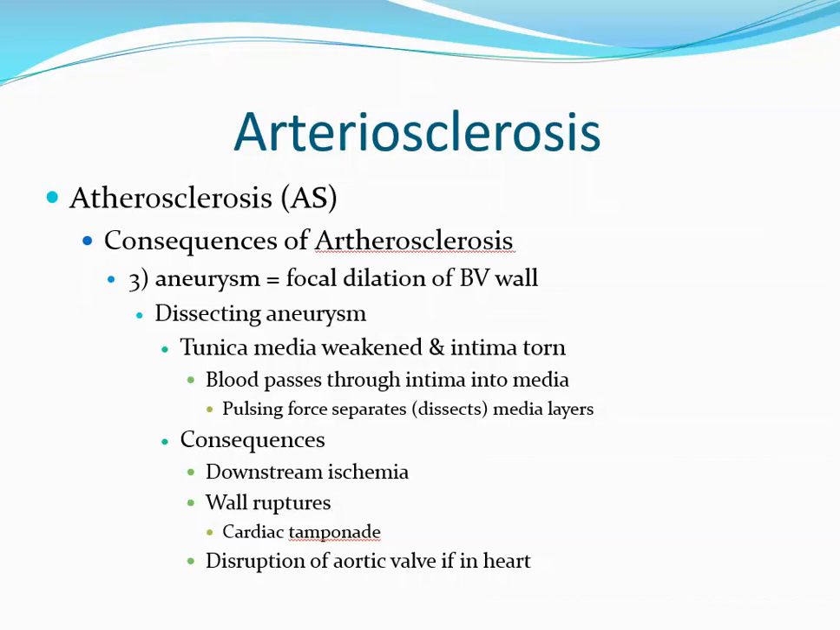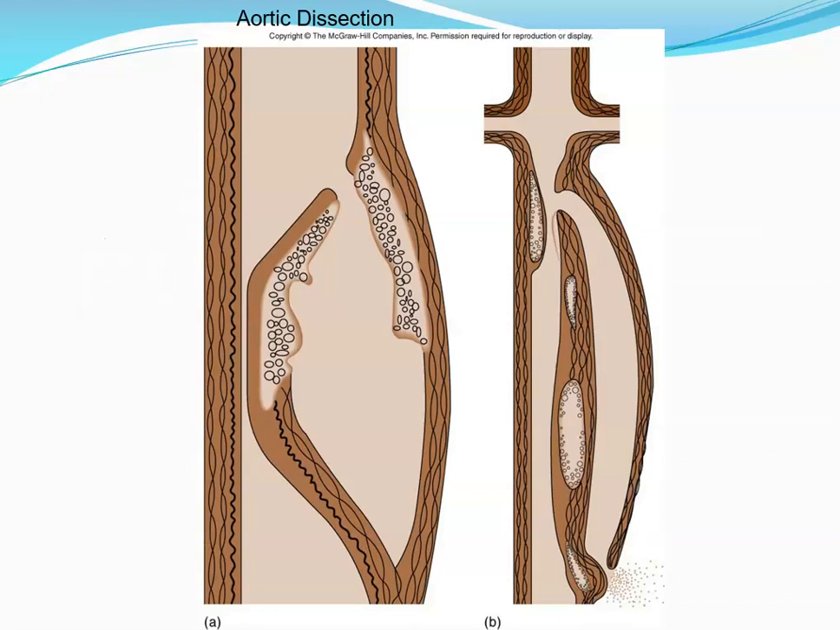Consequences of this can result in downstream ischemia, as more blood is trapped in this occlusion, and less is getting to the tissues that need it. Also, the wall can rupture. Cardiac tamponade, for example, is when the aortic wall ruptures near its base and blood becomes trapped in the pericardium. This too may be fatal. And it can also result in disruption of the aortic valve. And this is showing a dissecting aneurysm.